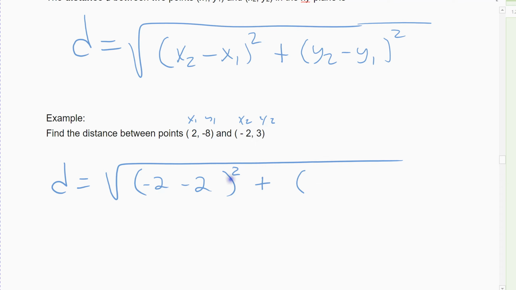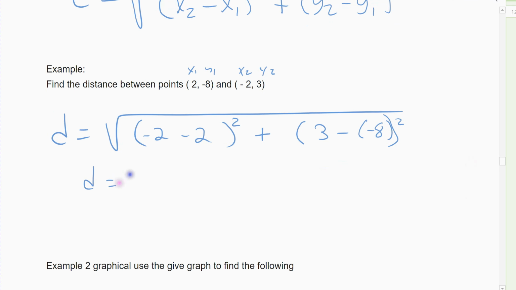I started with this point in the x direction. I should start with that point in the y direction. So it's going to be 3 minus a -8, and that's squared. That whole thing squared. Alright, so follow order of operations. Take care of inside the parentheses first. And so this is going to be -4 squared. Remember, when we subtract a negative, it's really add.